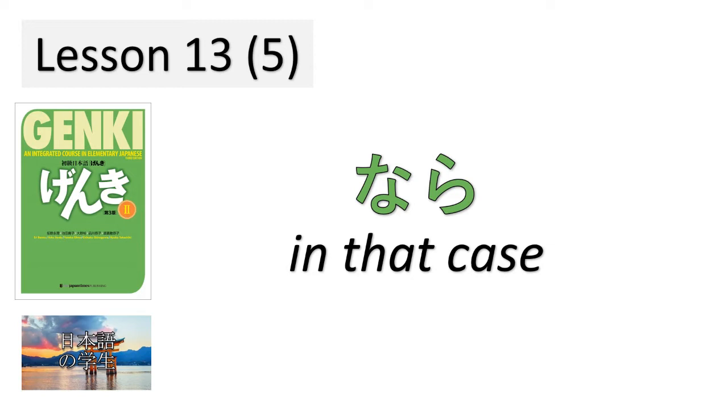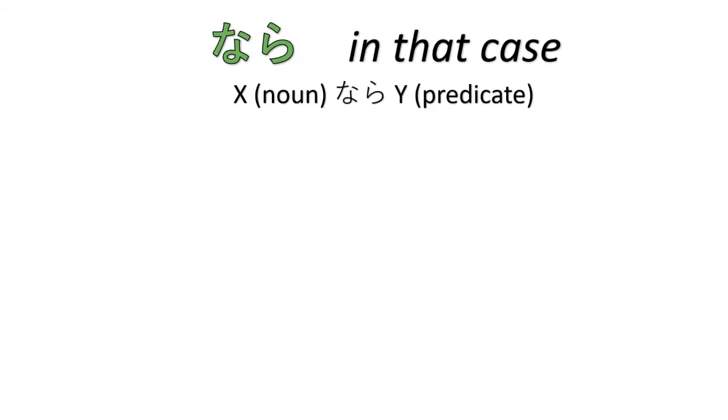In this lesson, we will learn one of the functions of the word nara, which in English is roughly translated as "in that case." You can say X noun nara, Y predicate when you think that the predicate Y applies only to X and is not more generally valid. The main idea of nara sentences, in other words, is contrast and limitation.